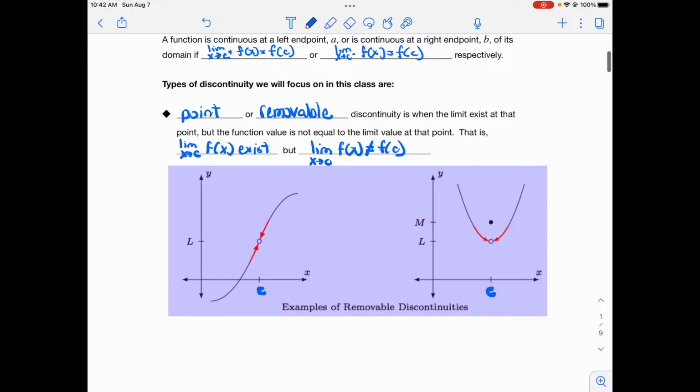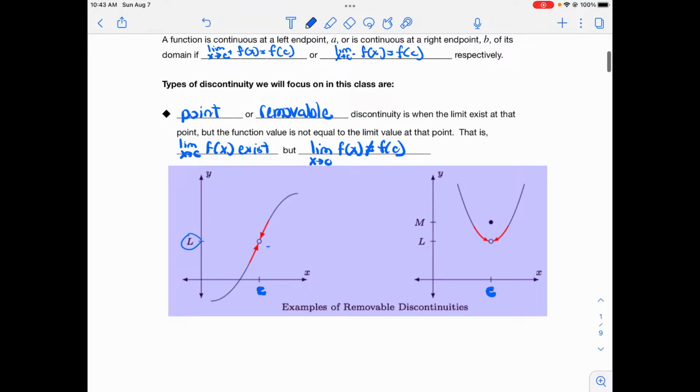As you can see from this, the limit as x approaches c of f of x is L. So they're approaching that value. But f of c does not exist because it's an open circle. So that has what's called a removable discontinuity. That point has been removed. So removable or point discontinuity.